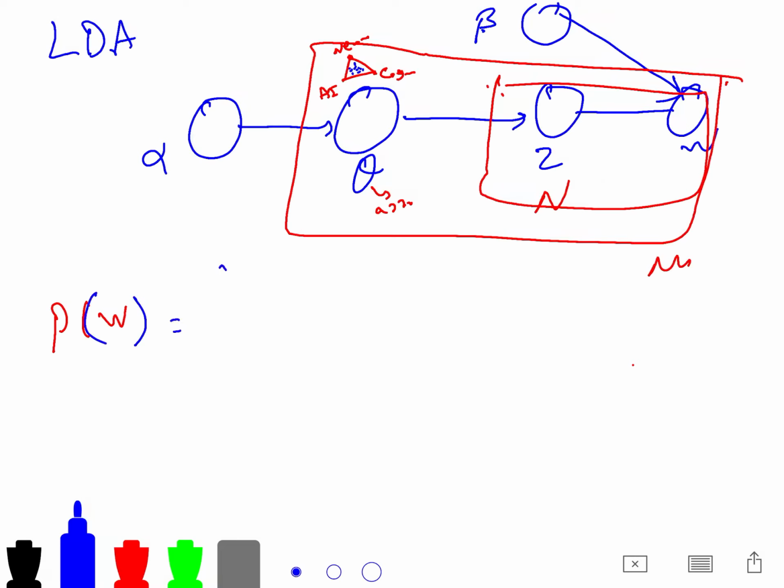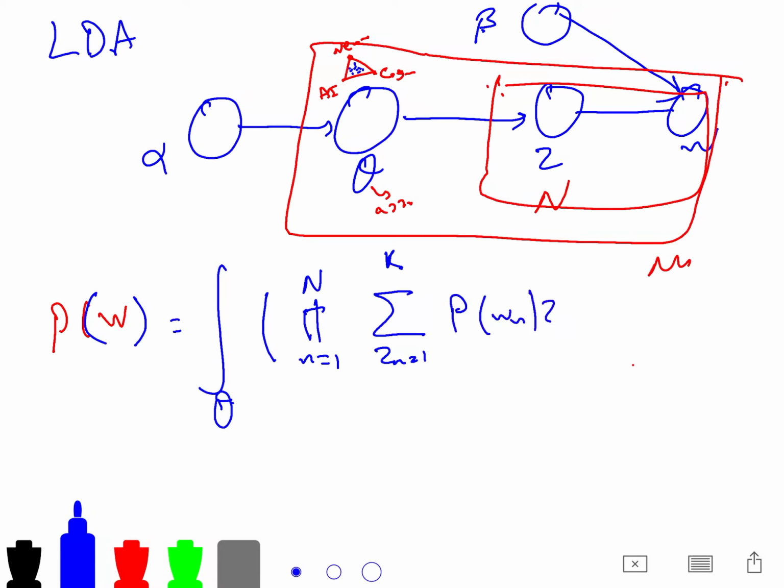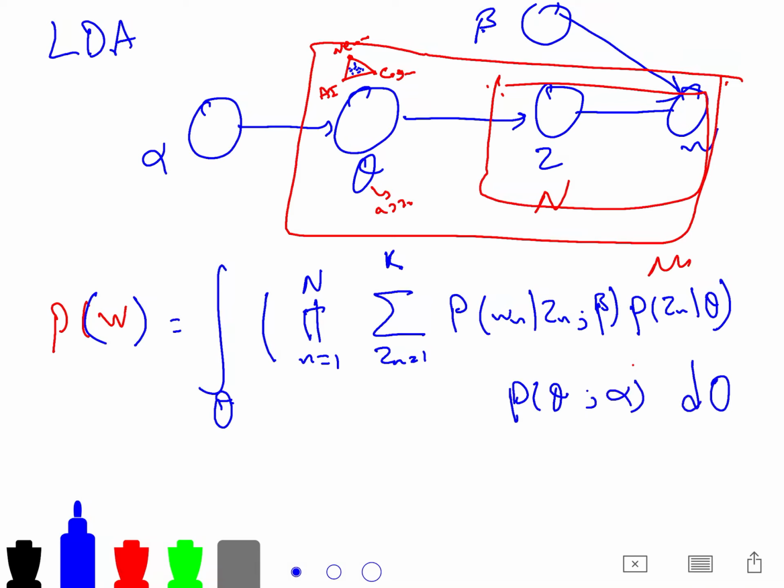So P of W is equal to the integration over theta, because you could have any assignment. So you take an average of that, and then multiply, n from 1 to n number of words, and Zn from 1 to k, you have k topics, probability of Wn given Zn times probability of Zn given theta times probability of theta given alpha, and then summation over theta. And the Dirichlet distribution takes k arguments.